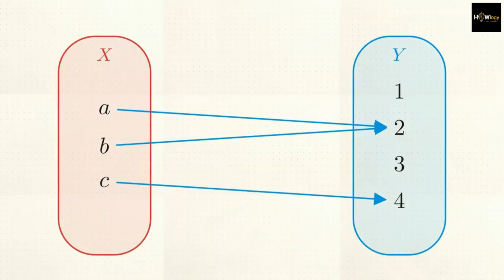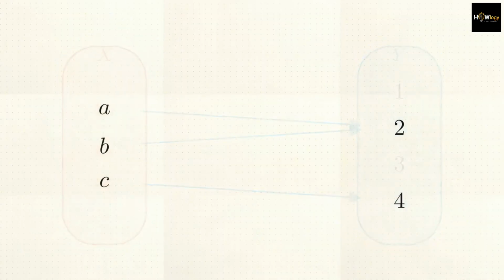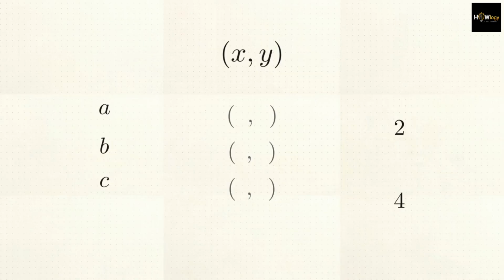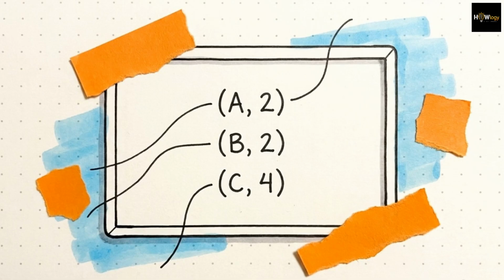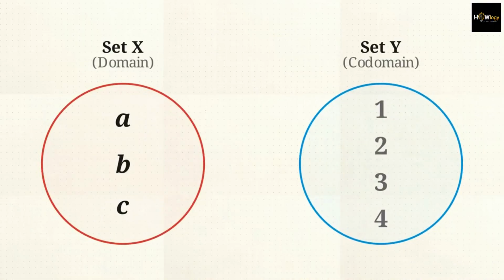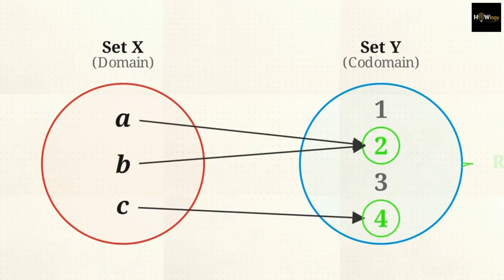In standard math notation, we translate these visual arrow paths into ordered pairs. For this function, our pairs are A, 2, B, 2, and C, 4. Whether drawn as arrows or written as coordinate pairs, a validated function represents unshakable logical integrity. There is a critical distinction between the codomain and the range. The codomain is everything that is possible in set Y, numbers 1 through 4, but the range is just 2 and 4. The range consists exclusively of the outputs that actually receive a successful input connection.